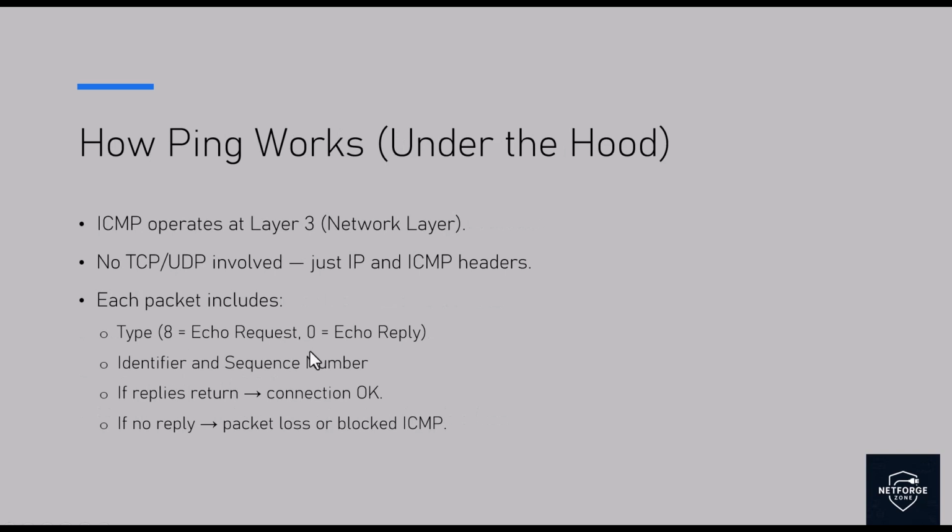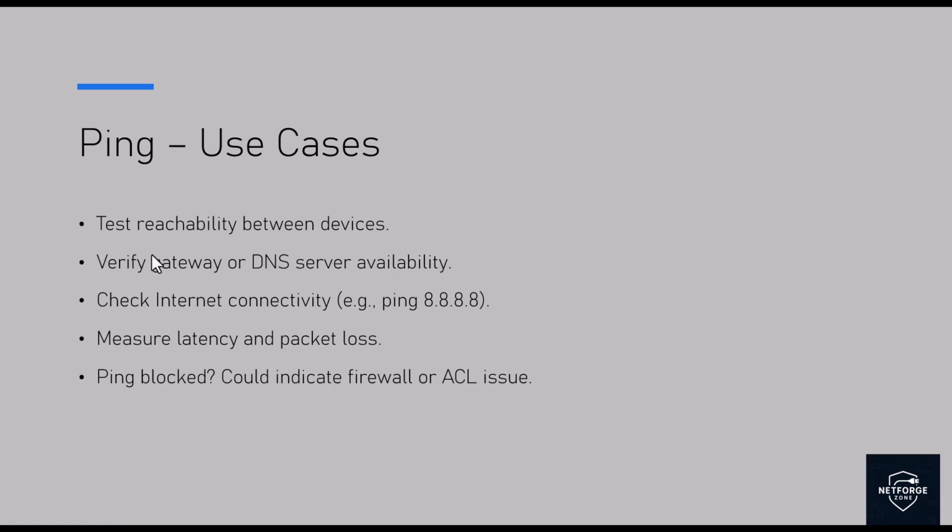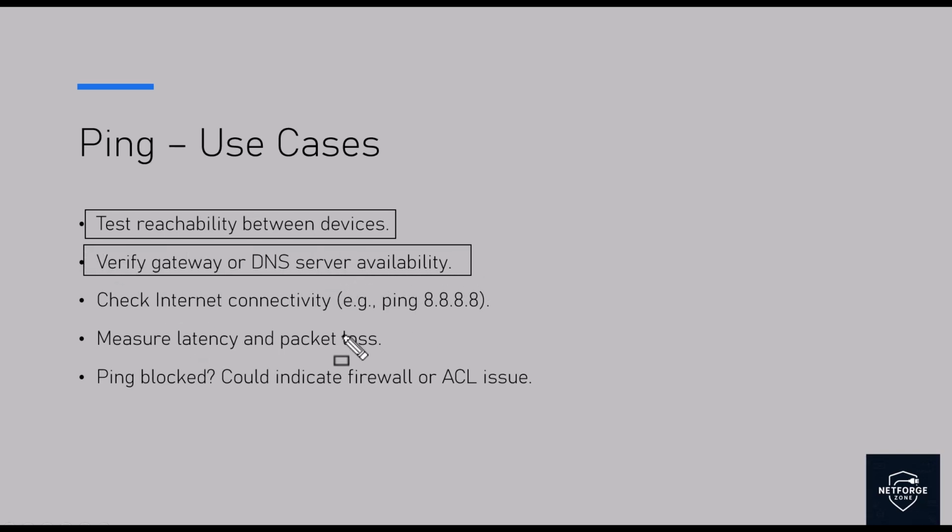The next one is speaking about how ping works, which I just showed you. And if I just go to here, there are use cases which are going to be important for us. What are the use cases? So we want to test the connectivity and reachability to the destination. We want to verify the gateway or DNS service availability. Okay, what is DNS service? Okay, let me just show you this in action.